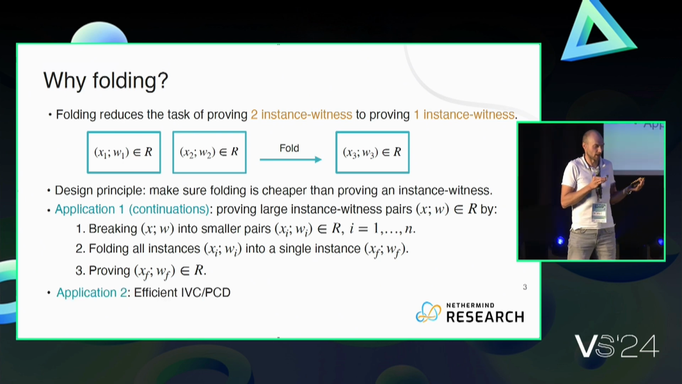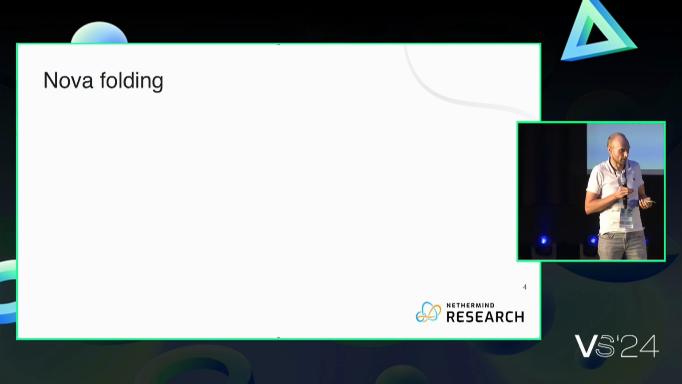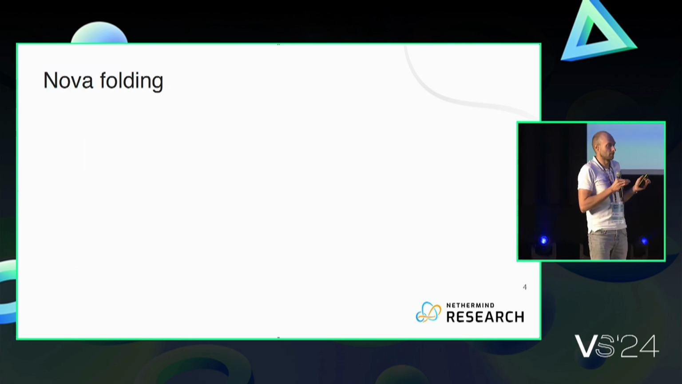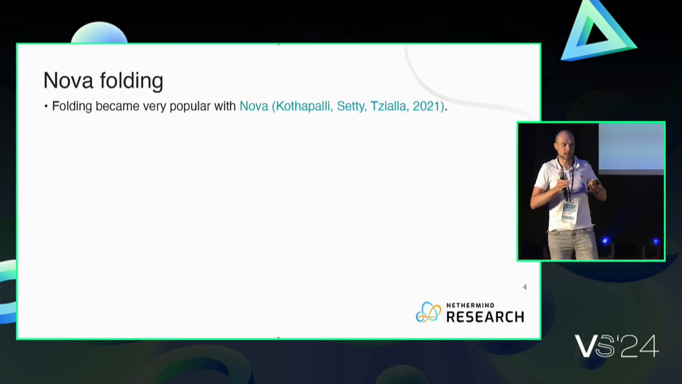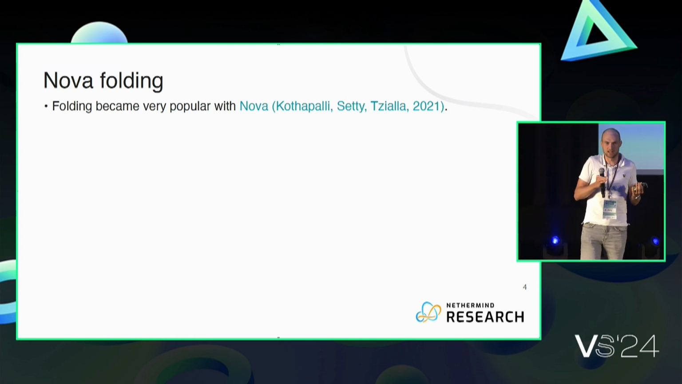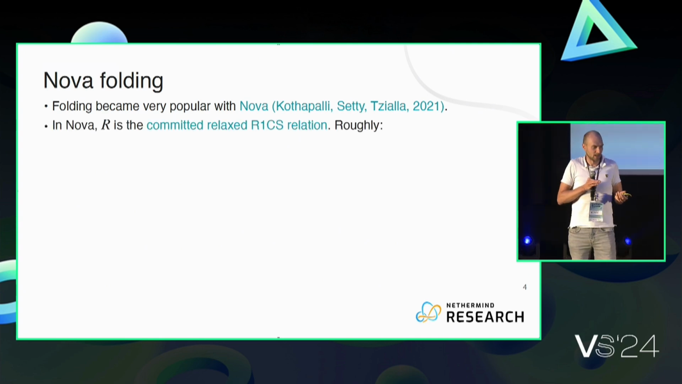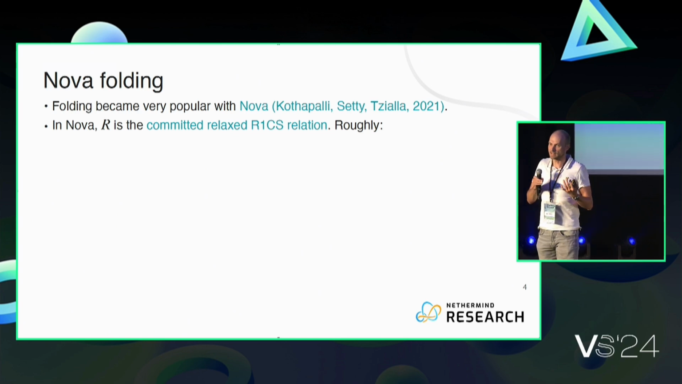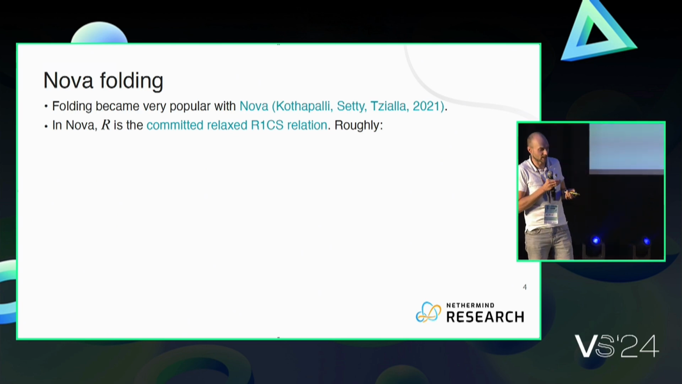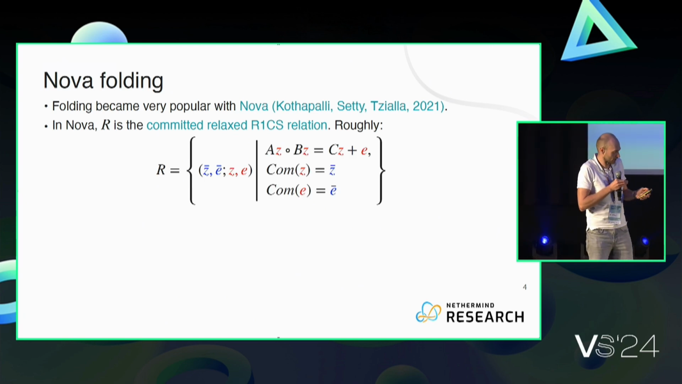Another use case is efficient incrementally verified computation of proof-carrying data. Before I go into Mova, let me talk about Nova. This is, I believe, the first folding scheme that became very popular, thanks to the work of Kothapalli, Setty, and Tzialla. In Nova, the authors defined something called the committed relaxed R1CS relation, which is roughly as follows.